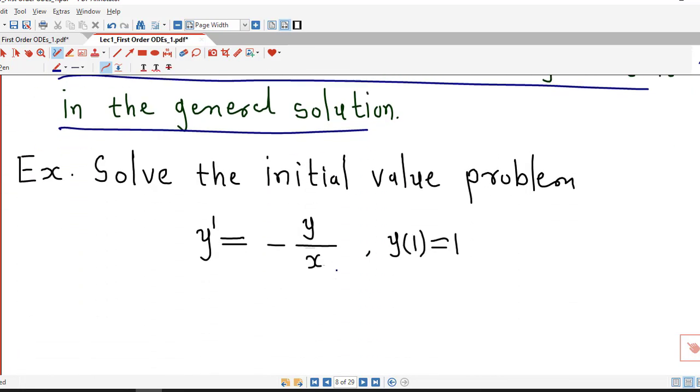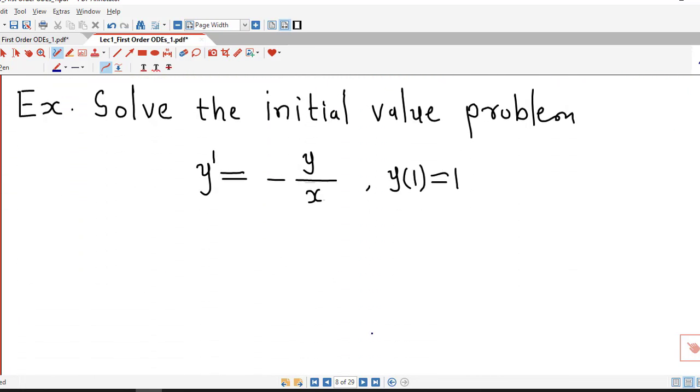So we try to solve some initial value problems. Here we are given this differential equation y dash equal to minus y by x, and initial condition is y of 1 equal to 1. That is, when x is 1, value of y is 1. So the first step is we have to find out the general solution, and then we will use this initial condition to determine the value of arbitrary constant in the general solution.